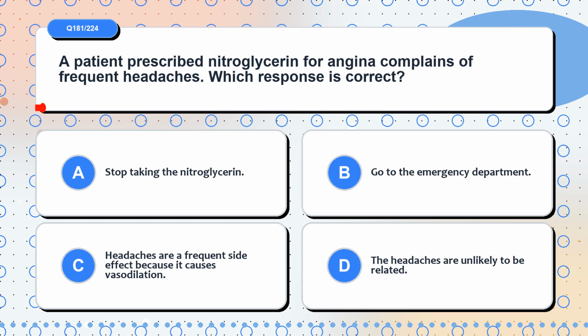Question 181. A patient prescribed nitroglycerin for angina complains of frequent headaches. Which response is correct? Here are the options. Option A. Stop taking the nitroglycerin. Option B. Go to the emergency department. Option C. Headaches are a frequent side effect because it causes vasodilation. Option D. The headaches are unlikely to be related.